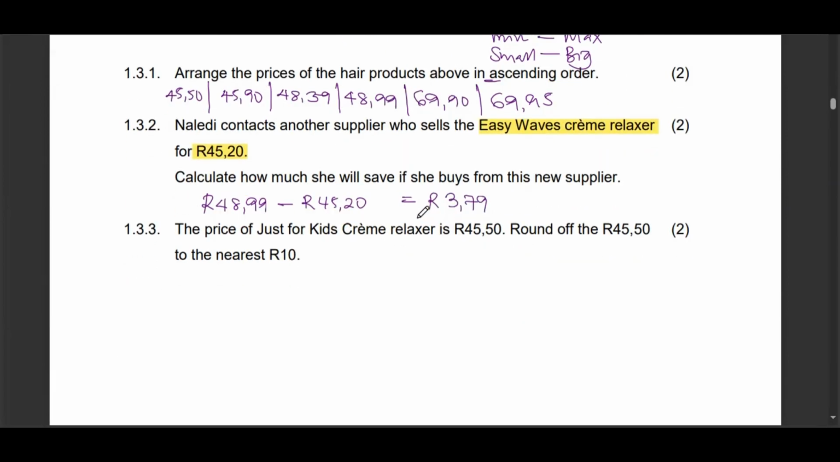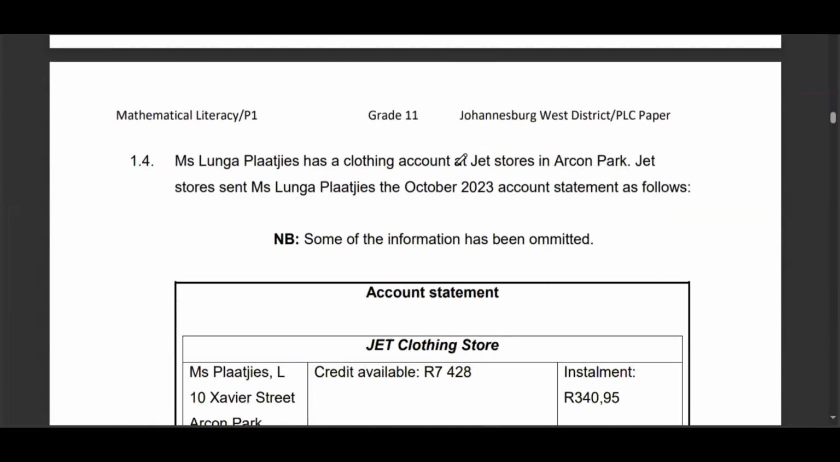Okay. The price of Just for Kids cream relaxer is 45 rands 50 cents. Round off the 45 rands 50 cents to the nearest 10 rands. So indeed we have this value here. The 10 rands are these ones here. So this will become 50. This will become 50 rands. Rounding off to the nearest 10 rand.